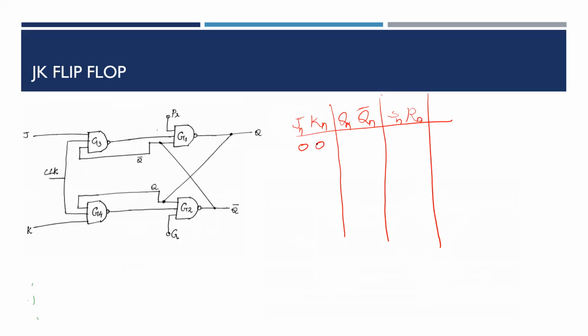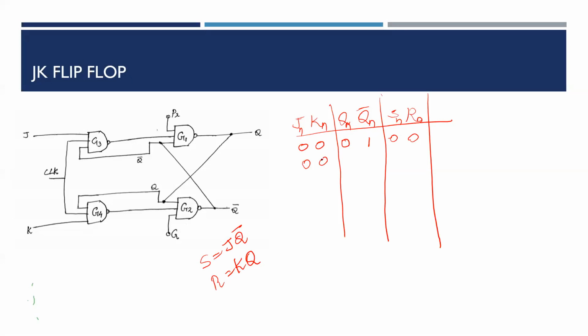So the possible combination for Jn, Kn is 0, 0. Qn 0. If Qn is 0, Qn bar will be 1. So what will be the value for S? S is equal to J into Q bar. R is equal to K into Q. So in the first row, what will be the value for Sn? J into Q bar, 0 into 1, 0. What about Rn? K into Qn, 0 into 0, 0.